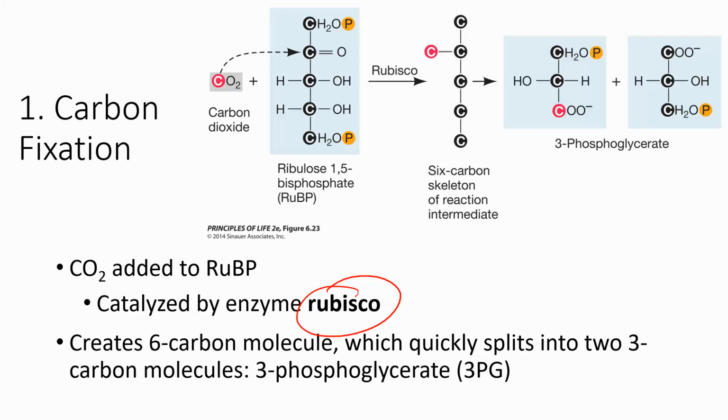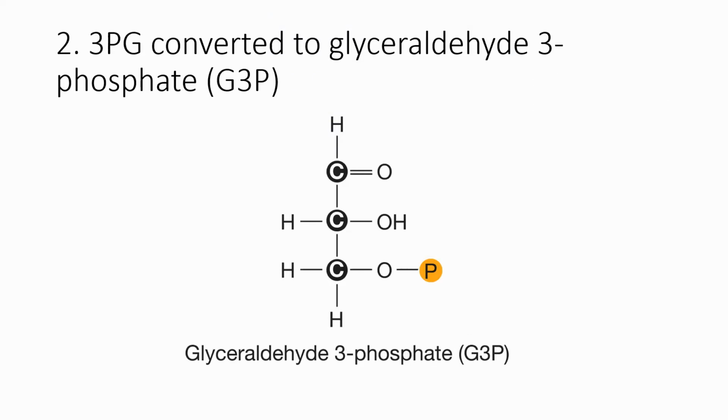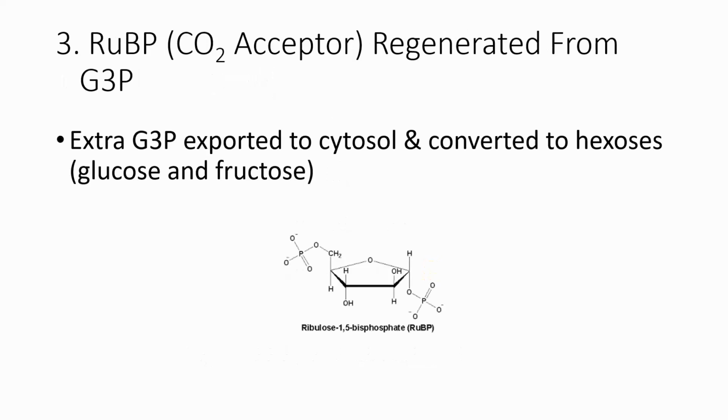This creates a 6-carbon molecule, which is super unstable, so it immediately breaks down into 3PG. You don't need to know what 3PG is. You don't need to know what its structure is. All you need to know is it's an intermediate in the Calvin cycle. I don't even know if you need to recognize it if you see it. Next step, it is changed to G3P, which is only important because that is exported to the cytosol and used to make sugars.